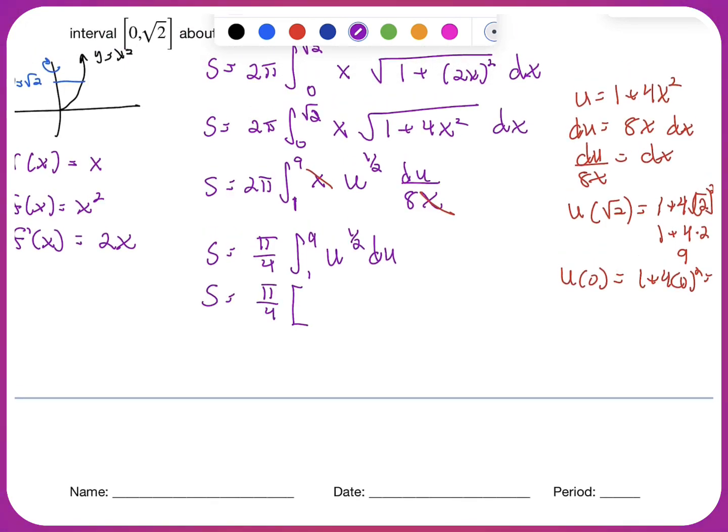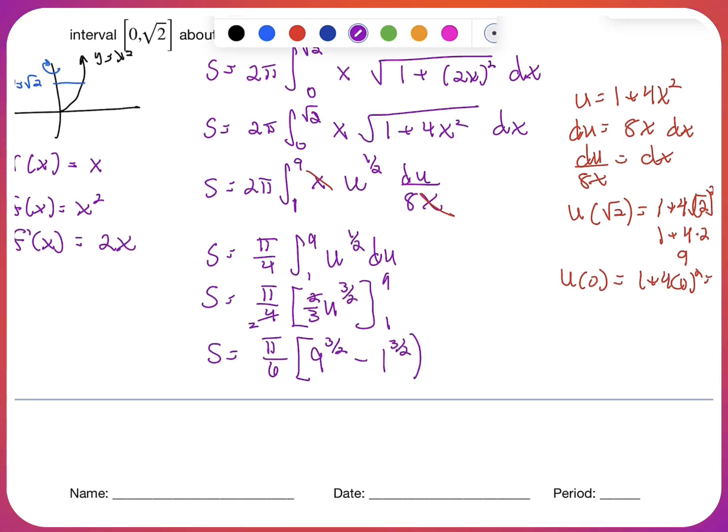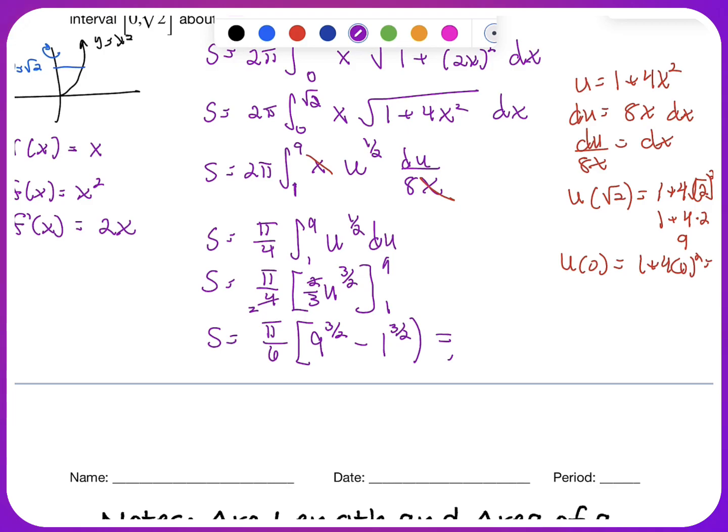And then evaluating my integral, we get that the integral of u to the 1/2 is 2/3 u to the 3/2. And then we plug in 9 and evaluate it at 1. Simplifying this down, we end up with 27 pi over 6, which will simplify even further. Okay, so 9 to the 3/2 is 27, minus 1 to the 3/2 is 1. 27 minus 1 is 26. So that gives us 26 pi over 6, which will simplify down to 13 pi over 3.